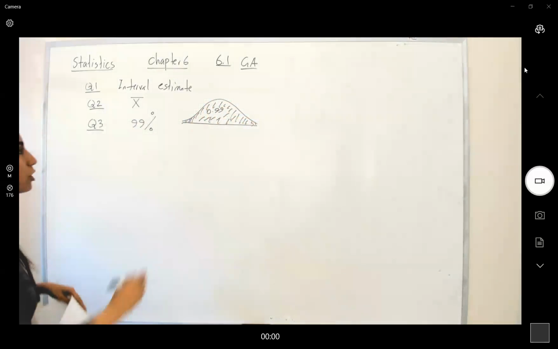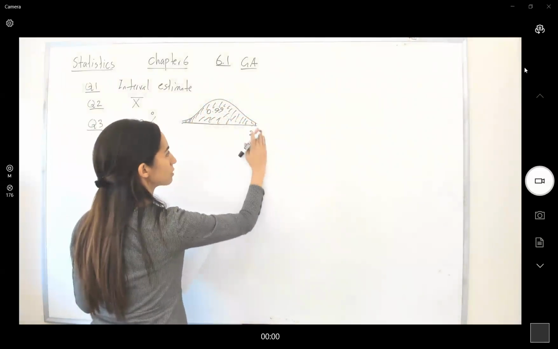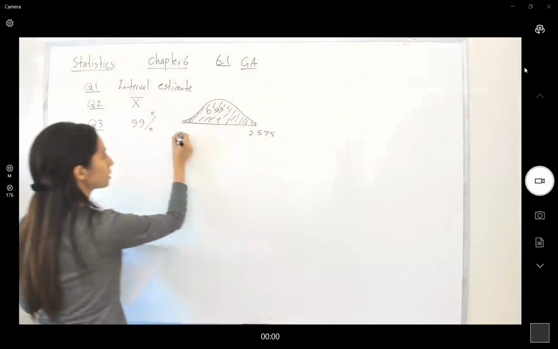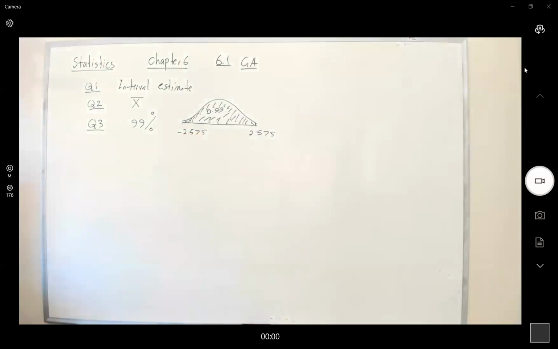So remember that for 99%, the critical values are 2.575 and negative 2.575. Okay, very well.